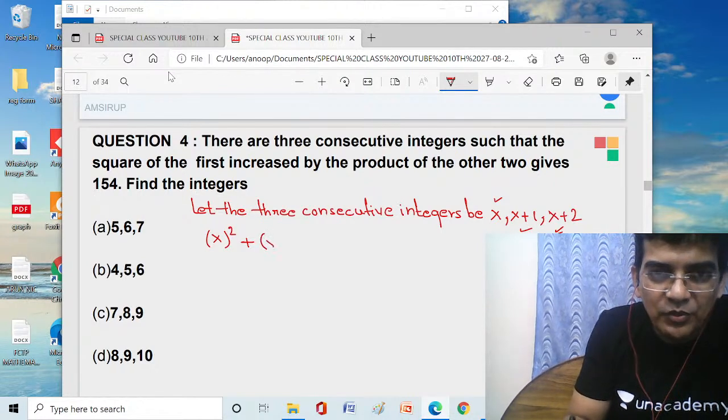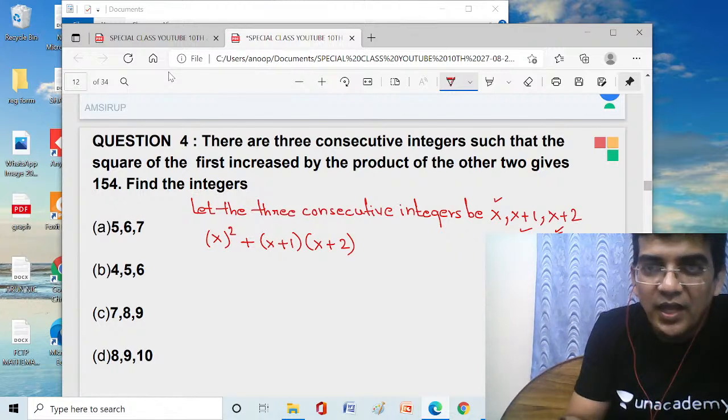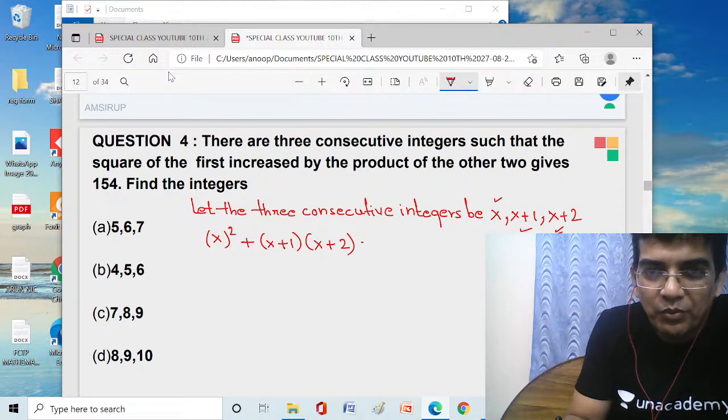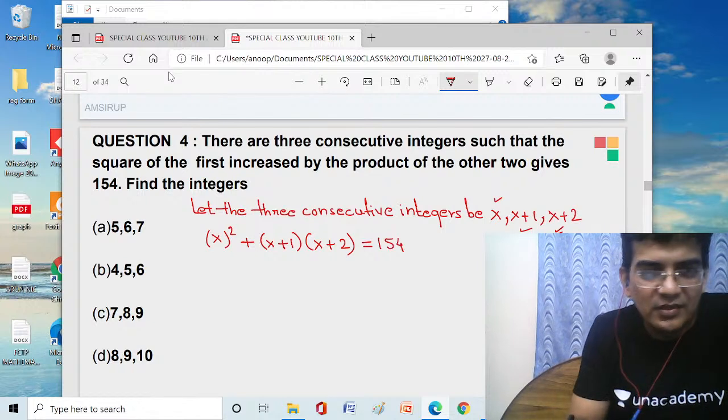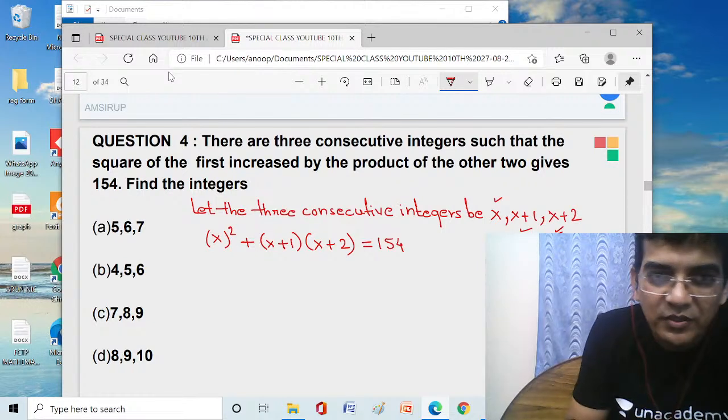So I'm going to multiply these two. This is known as product. Multiplying means product of the other two. And the result is 154. See, this will be the equation formation. Hope it's clear to you.